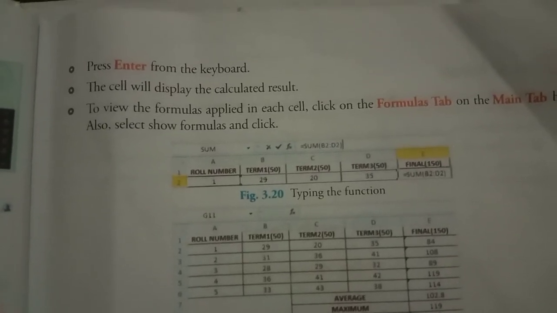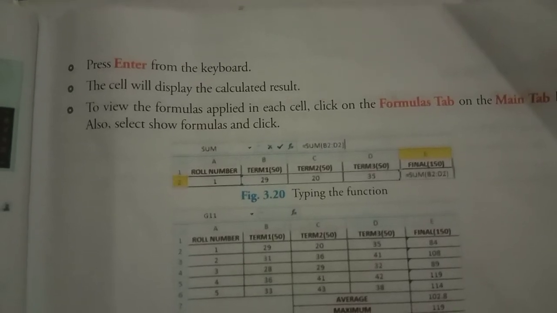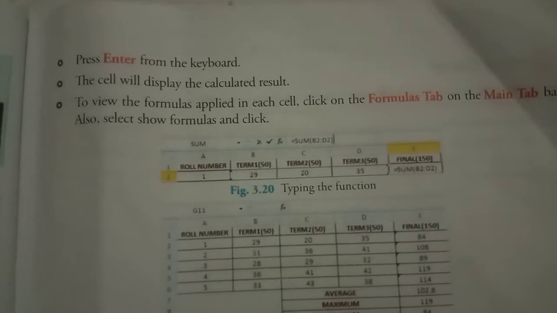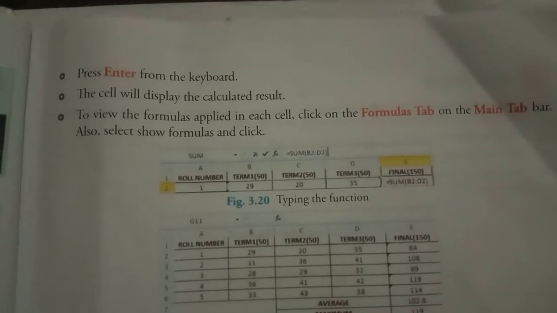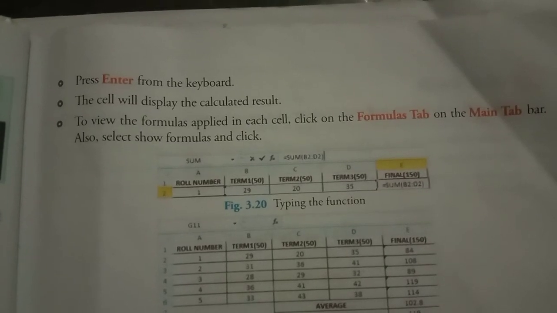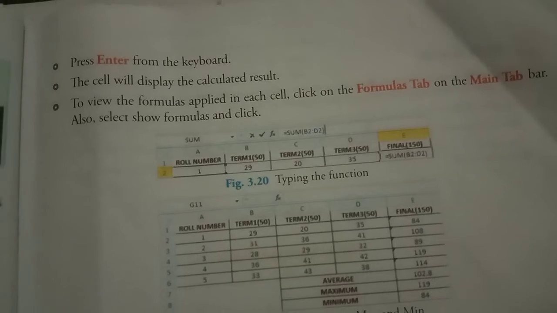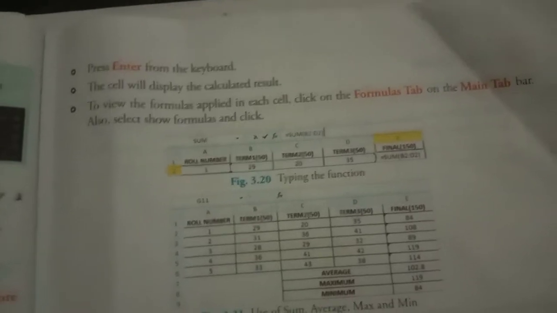If you want to see the formulas applied in each cell, what do you have to do? Click on the Formula tab on the main tab bar. Also select Show Formulas and click, and after clicking it, you automatically get the formulas in front of you, right? So this is the option through which we can view the formulas.